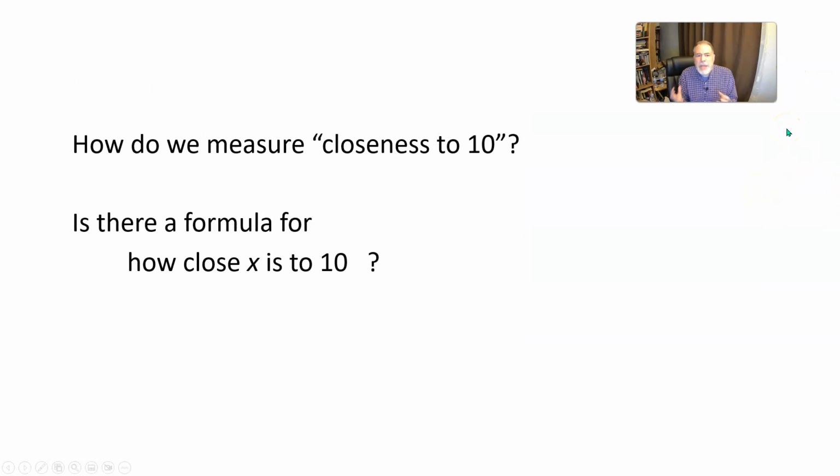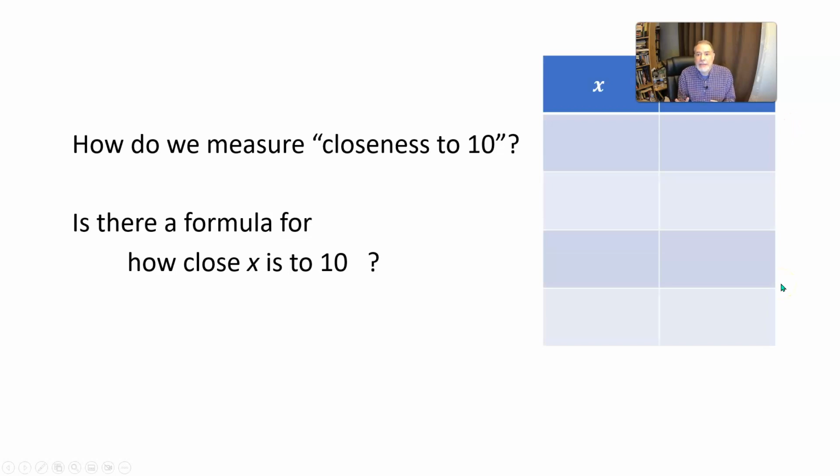So how do we measure closeness to 10? Is there a formula that we can write where you can plug in a number and the formula spits out a measurement of how close that number is to 10? Well, how about if we just subtract? Take that number minus 10, the difference between that number and 10, and that'll measure how far that number is away from 10 itself.